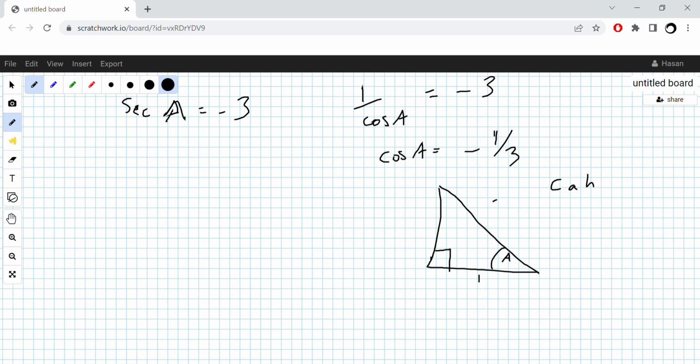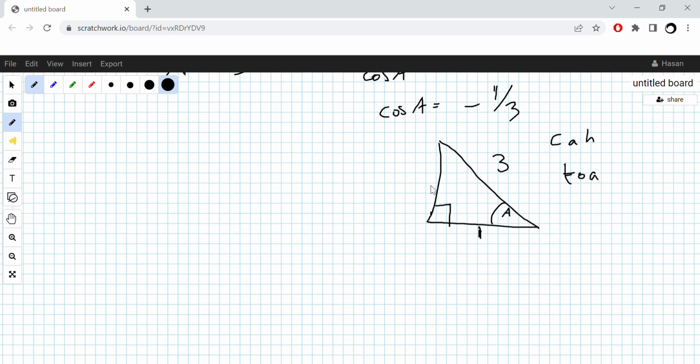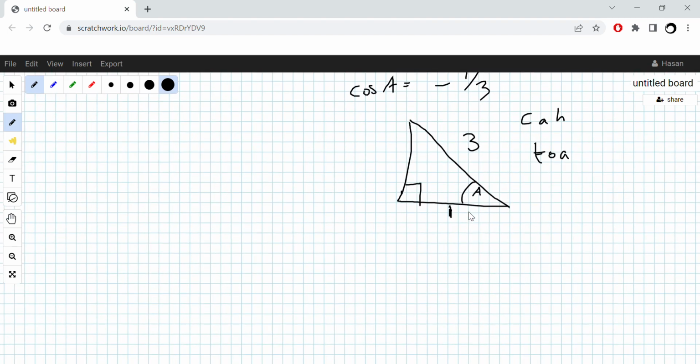So to get 1 over 3, this must be 1 and this must be 3, as 1 over here is adjacent over hypotenuse, which is 3. And tan A would be TOA, so CAH TOA, which is opposite over adjacent. We need to find what this opposite is, and we're going to use Pythagoras. 3 squared equals 1 squared plus x squared. x squared equals 9 minus 1, which is 8. And then x equals root of 8.